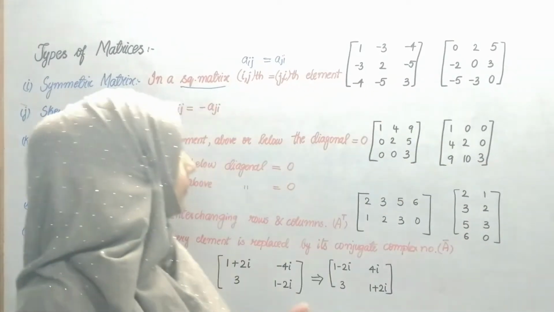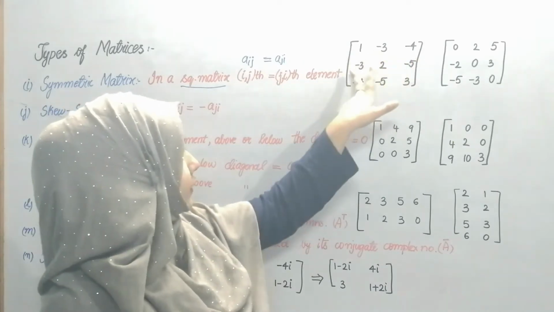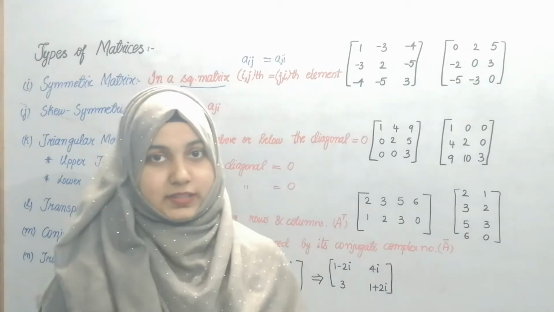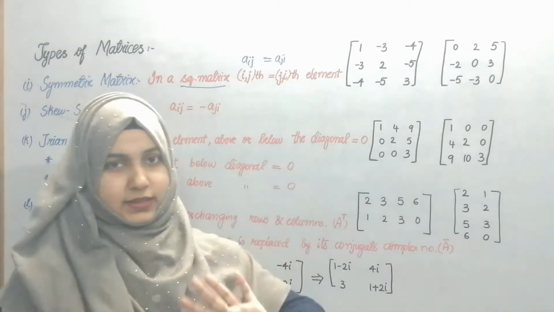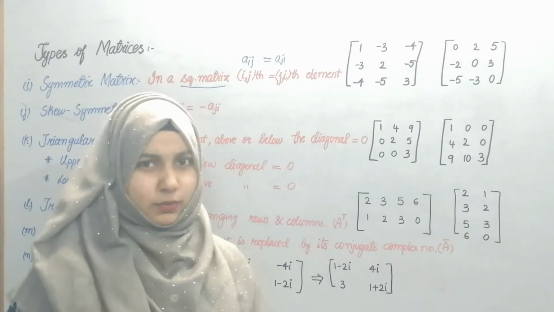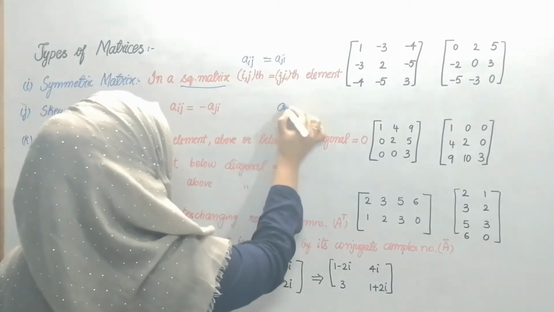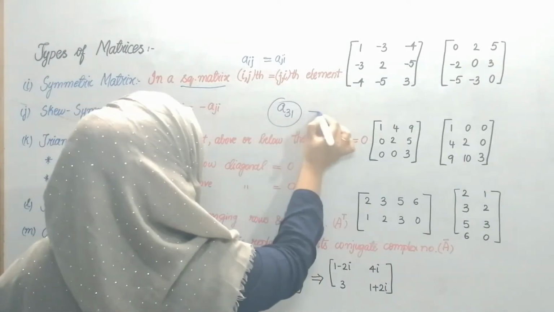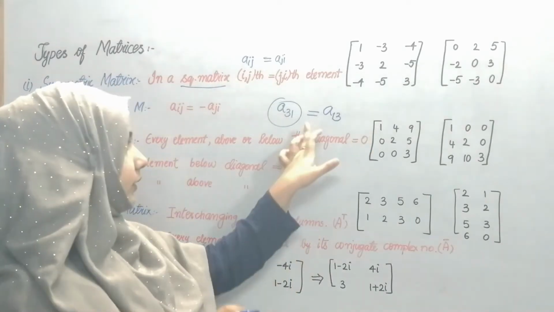Let's see an example here. See, this is my symmetric matrix: 1, -3, -4; -3, 2, -5; -4, -5, 3. This is a matrix. Let's check how it is symmetric. Suppose we take one element, any element. Suppose a31, the third row, first column. Then the element a13 should be equal.